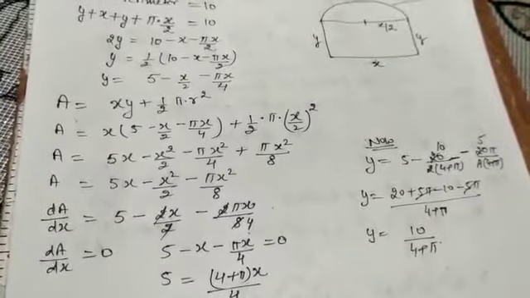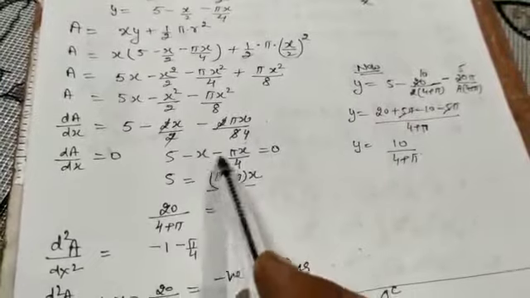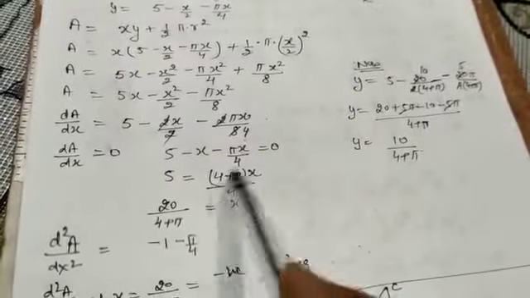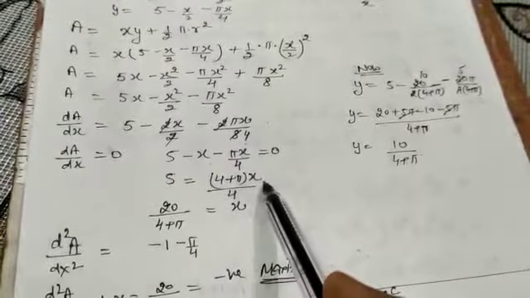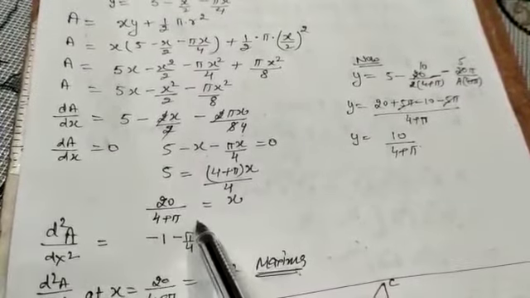For the critical value this derivative should be equal to 0. So 5 minus x minus pi x by 4 should be equal to 0. After that we will go for simplification of x and get the value of x. X is equal to 20 upon 4 plus pi.